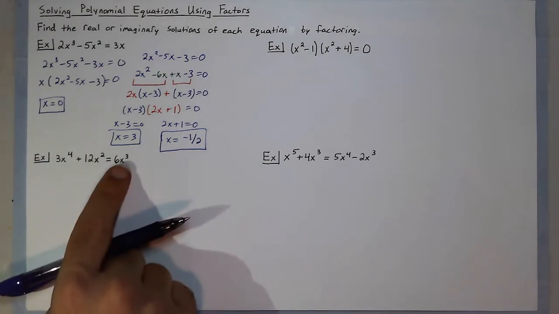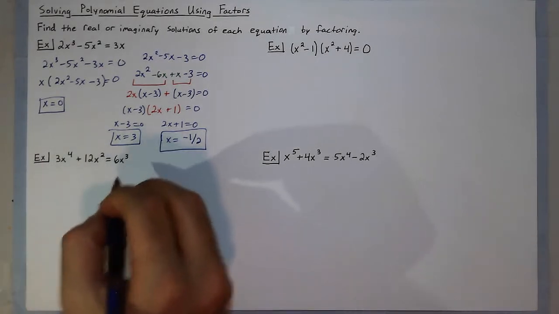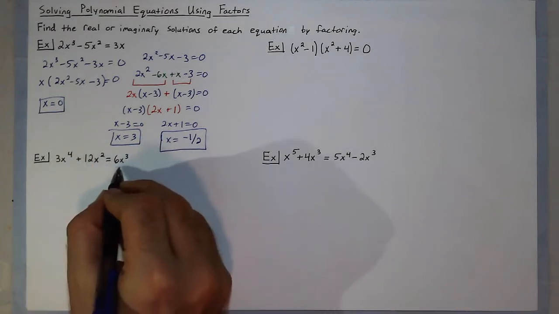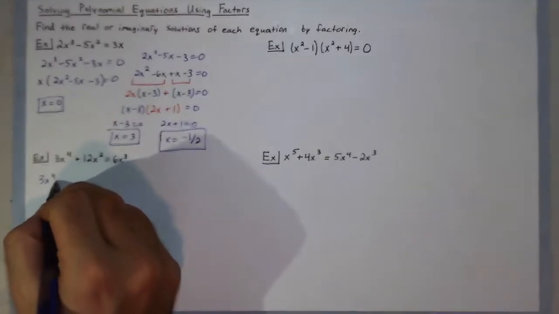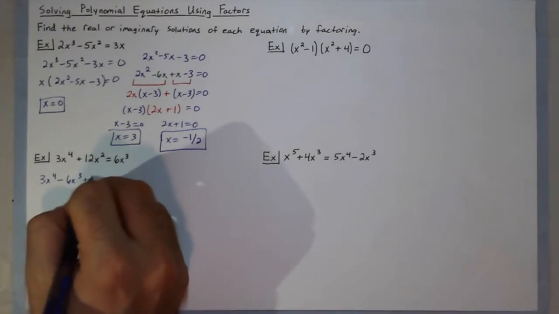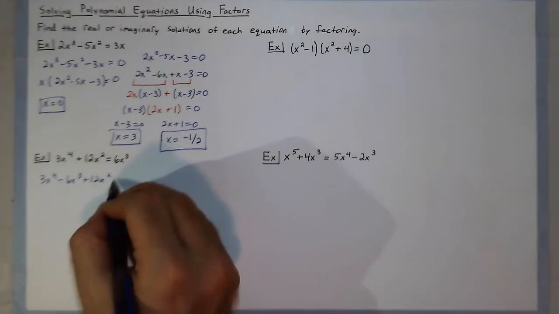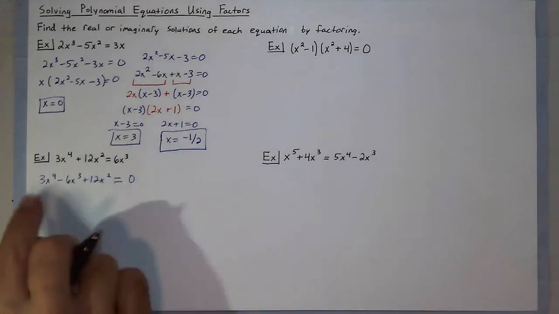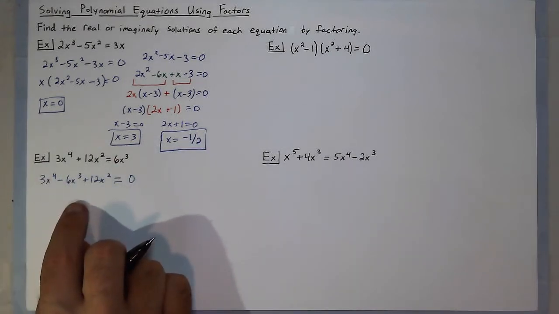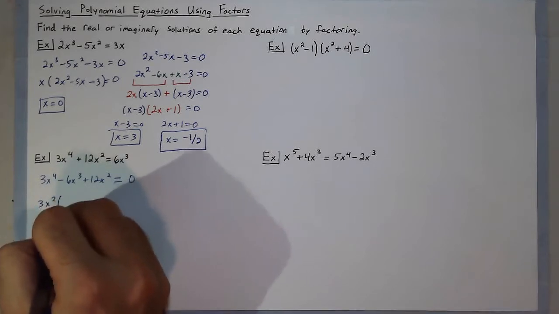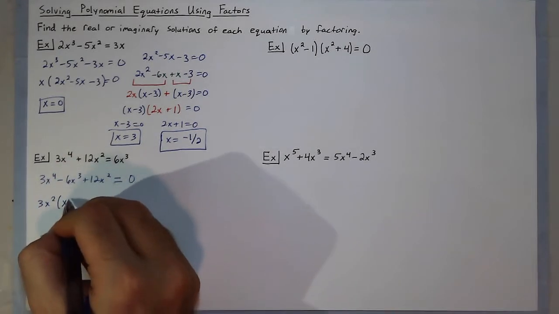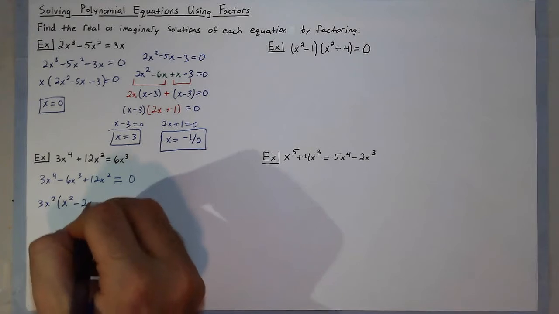Again, everything moves to one side first, so it's equal to 0. I'll subtract 6x cubed, so that gives me 3x to the 4th minus 6x cubed plus 12x squared to keep it in standard form. Now I can factor out a common factor, which looks like 3x squared. When I factor that out, I'm left with x squared minus 2x plus 4.